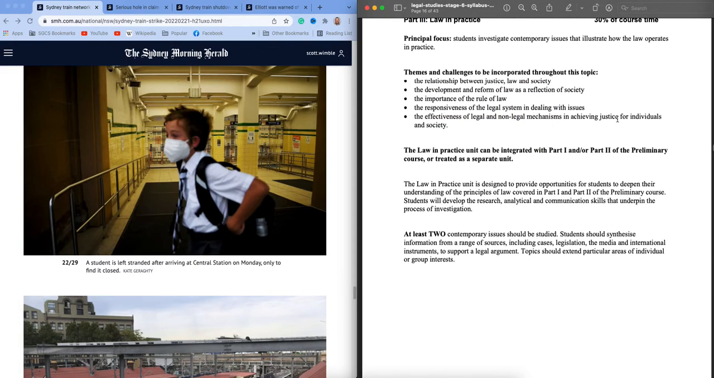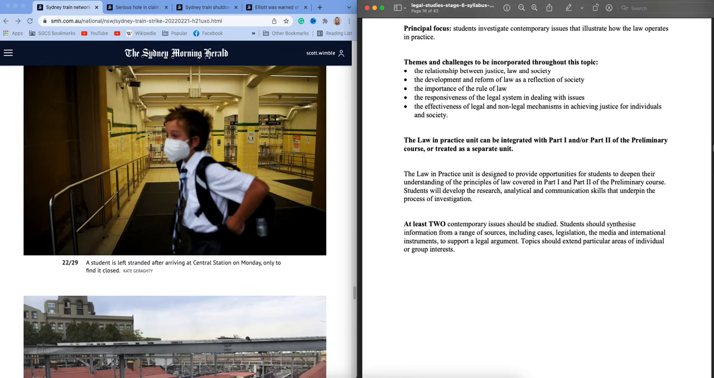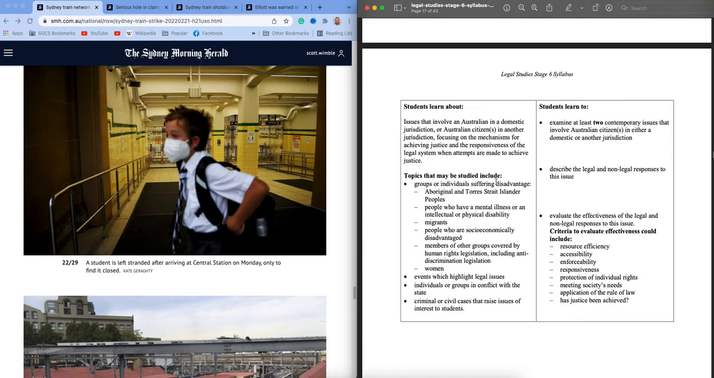Now, that sounds a bit full on, achieving justice. What I'm basically talking about here is the idea that the legal system is supposed to work in a certain way so that the society can function, and that hasn't happened in this case. So here's a good example where we can quickly have a go at evaluating the effectiveness of the legal response to this issue. And the issue is industrial action. The issue is disagreement between those running the trains and the workers.